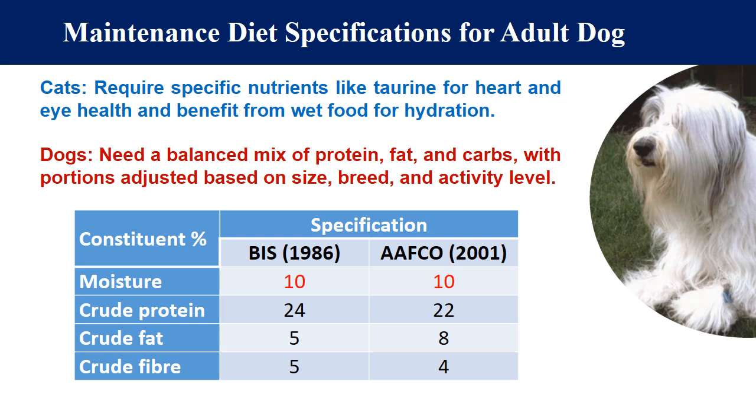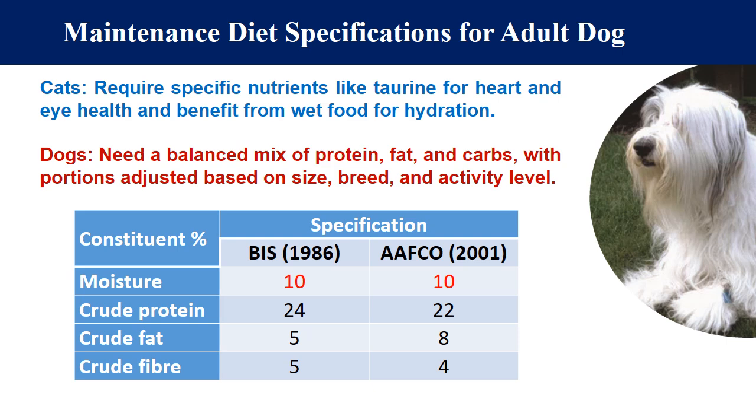So in case of dogs, it needs a mix of protein, fat and carbohydrate with a portion adjusted on size, breed and activity, depending on the body weight and breed and activity. So here is a specification in case of adult dog as per BIS and as per AAFCO. The moisture is 10% in both the cases.